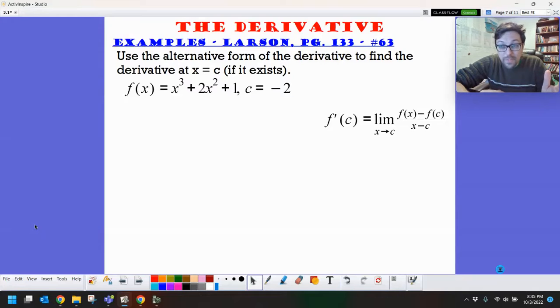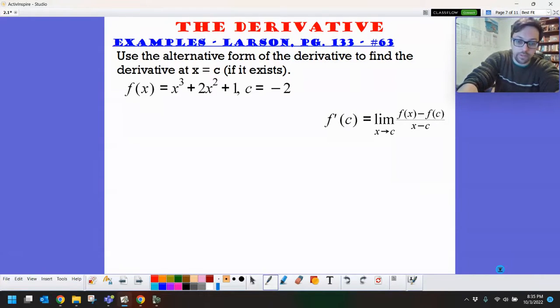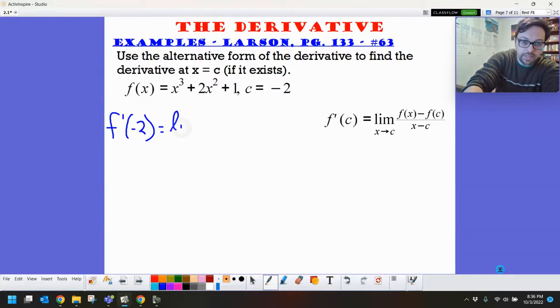In this example, it'd be tricky to figure out the derivative everywhere, but fortunately, we only need to figure out the derivative at -2. So we can use this form in order to figure out the derivative at that single point. So f prime of, we want to check it at -2, will be the limit as x is approaching -2 of, we need f of x, so that is just going to be our straight f of x. Note that I'm not substituting quite yet.